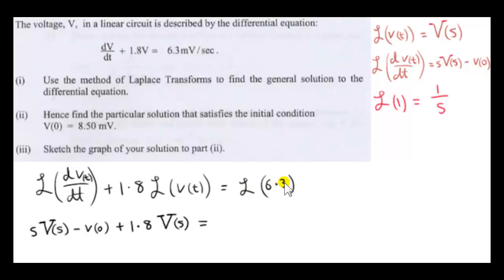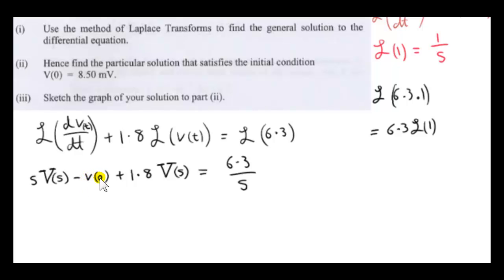Now we need to get L of 6.3. If you go to your transform tables, you'll see that the Laplace transform of 1 is 1 over s. So the Laplace transform of 6.3 can be written as Laplace of 6.3 times 1. Using linearity, that's 6.3 times the Laplace transform of 1, which is 6.3 times 1 over s, or 6.3 over s.